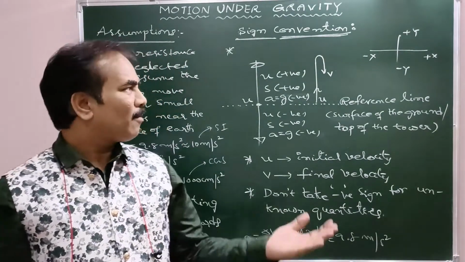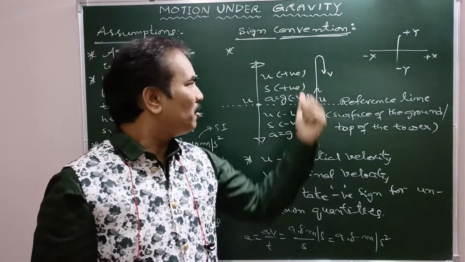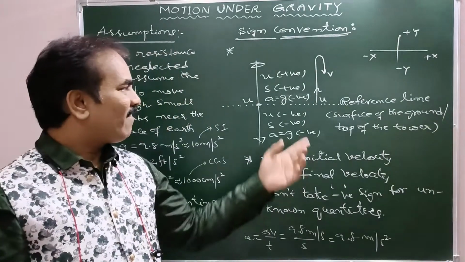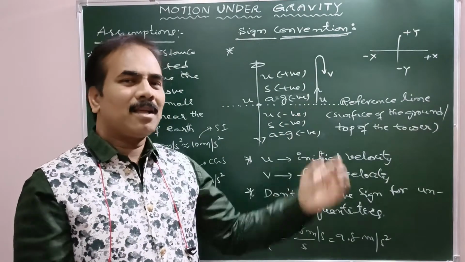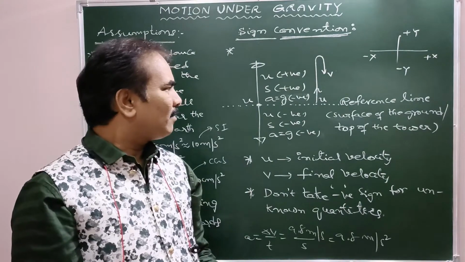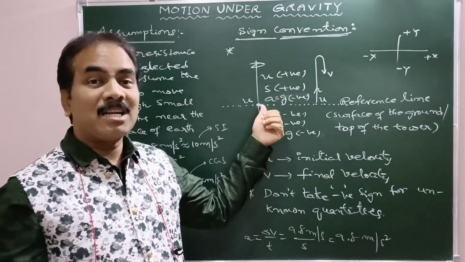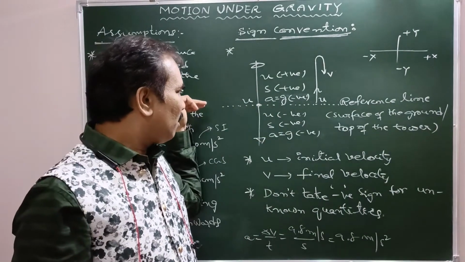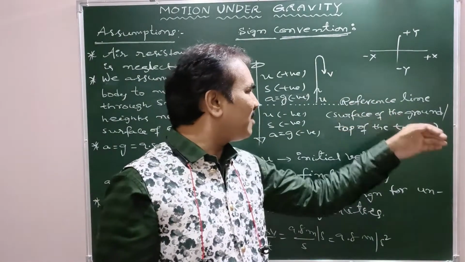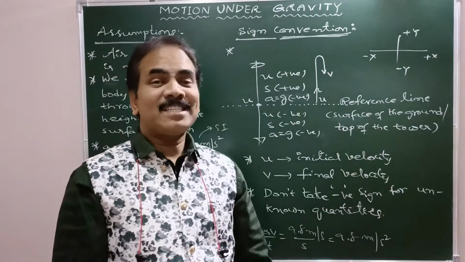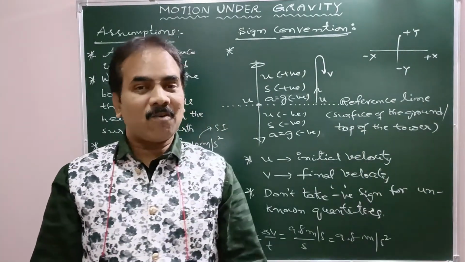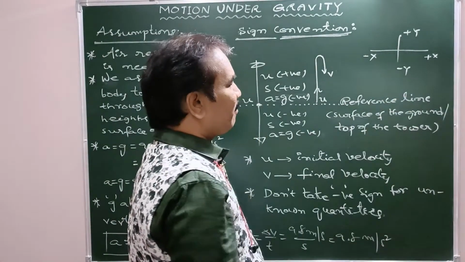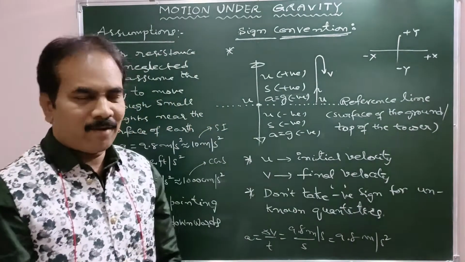What are the points in sign convention? Let me show you here. See, this is the reference line. What is a reference line? It's a line passing horizontally through the point of projection of the body. See, this is the point of projection of the body. A line passing through the point of projection horizontally is said to be the reference line here. It may be the surface of the ground or the top of the tower also. See, this is the dotted line, a reference line, maybe the surface of the ground or top of the tower, right?